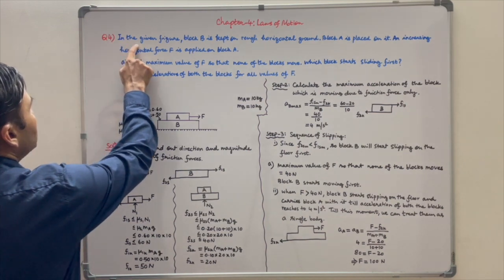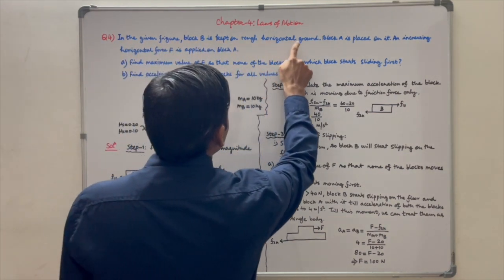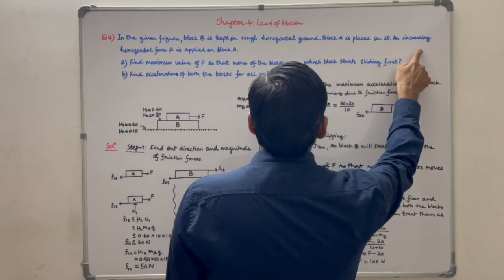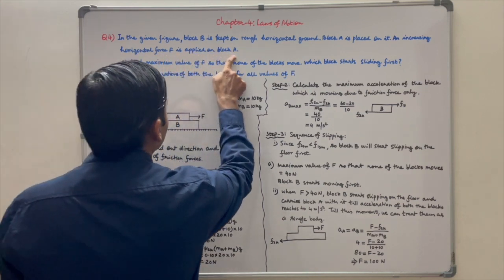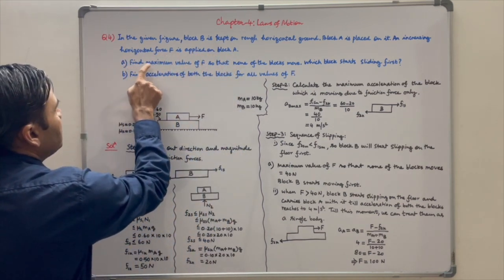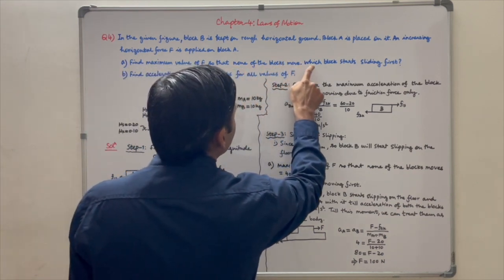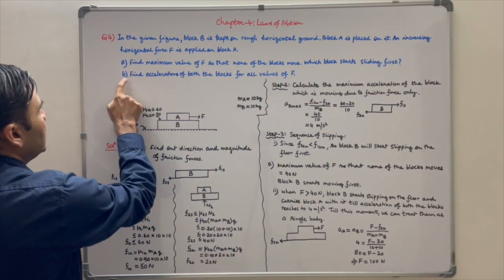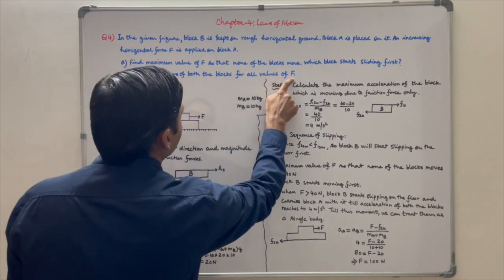Fourth question. In the given figure, block B is kept on rough horizontal ground. Block A is placed on it. An increasing horizontal force F is applied on block A. Part A. Find maximum value of F so that none of the blocks move. Which block starts sliding first? Part B. Find accelerations of both the blocks for all values of F.